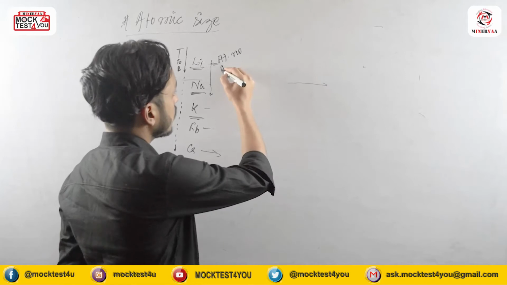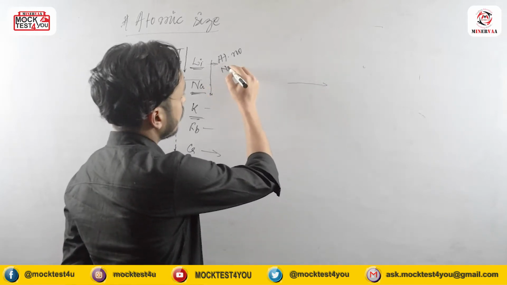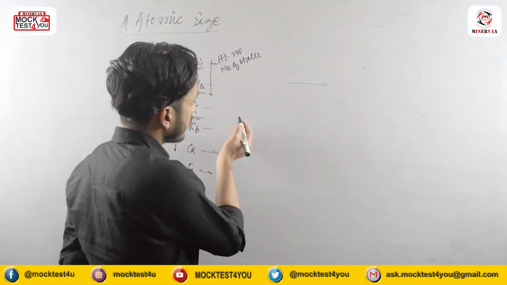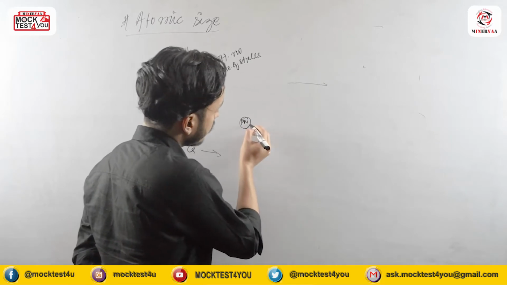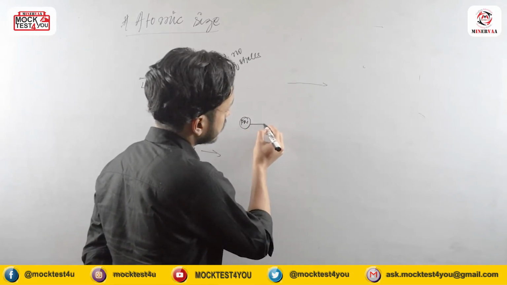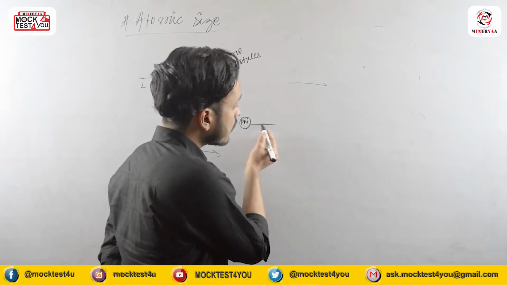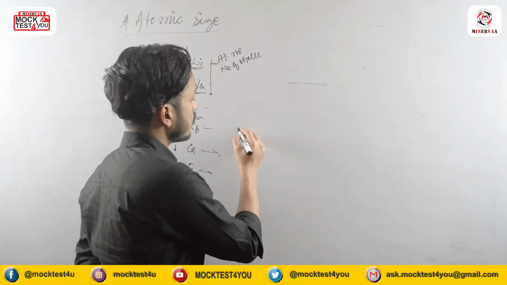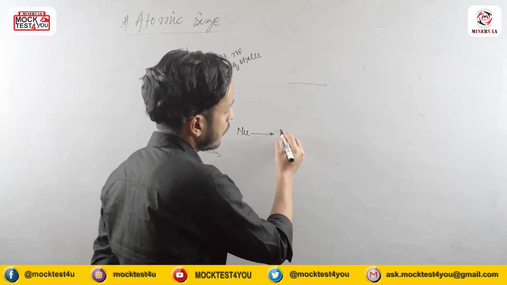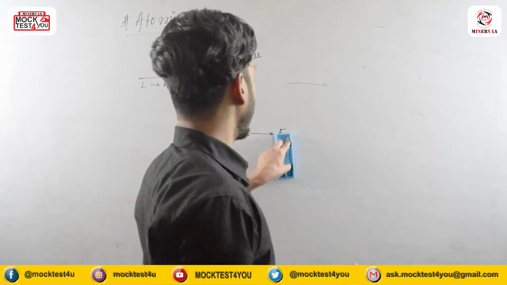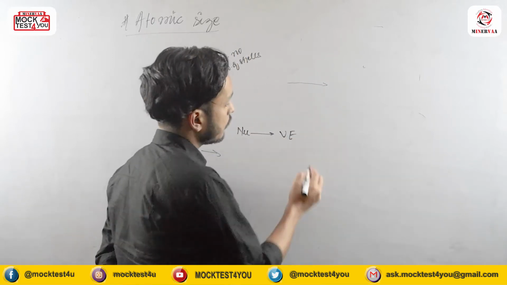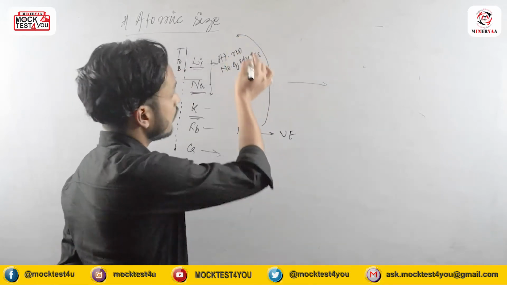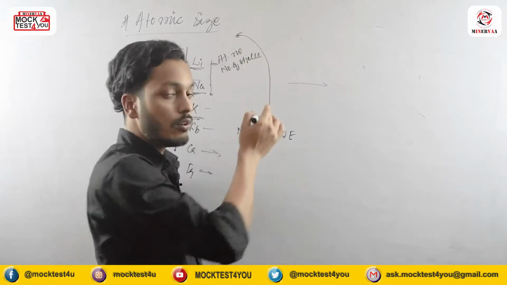Now, since atomic number is increasing, what will happen? The number of shells will increase, okay? Since the number of shells is increasing, you can see that the distance between the nucleus, the protons and neutrons, and the outermost shell will increase, right? If the distance between the nucleus and the outermost electron, which is called the valence electron, is increasing, then the atomic size will also increase, right?